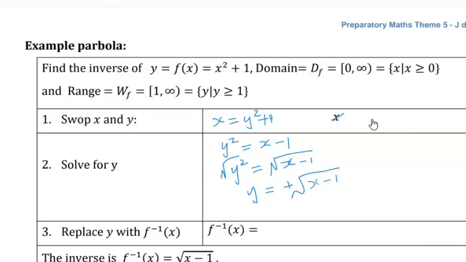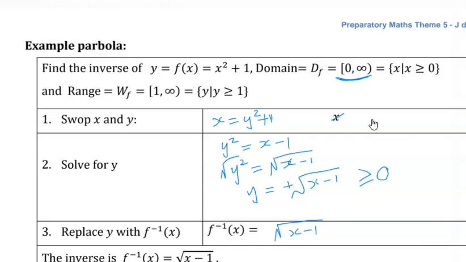Remember, here we said that we're going to take the positive x's. So that means now here must be the positive y's. And we can now write the function here, the square root of x minus 1. This is my inverse function.